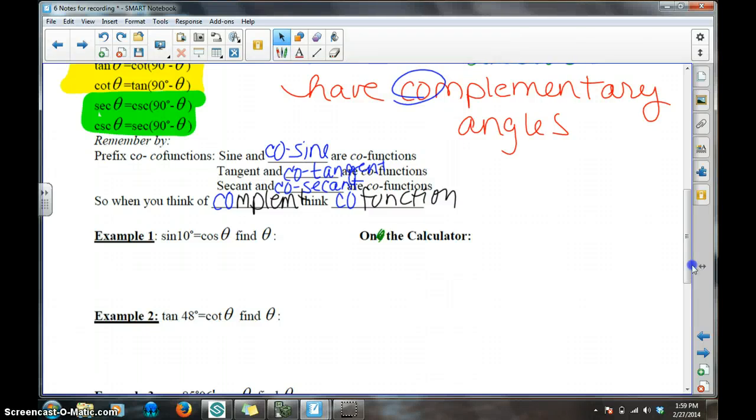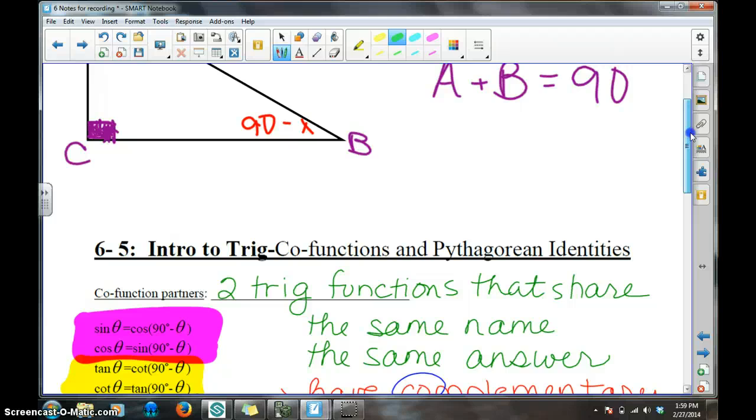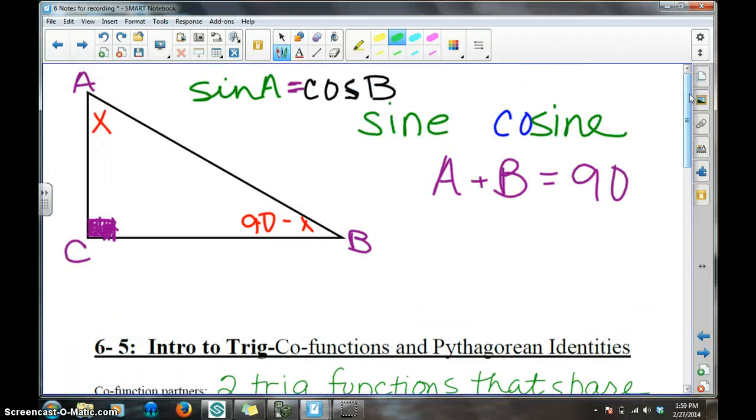What you're going to do with this is primarily, for starters, to find a missing angle. So I'm going to look at this question and I'm going to say, okay, these are co-function partners, sine and cosine. They have the same answer. How do I know? There's an equal sign there. That means the third attribute that I highlighted up here at the top, they have the same answer, they share the same name. This attribute must be true. So everybody see where I'm getting that from?